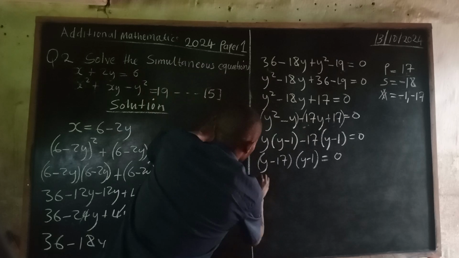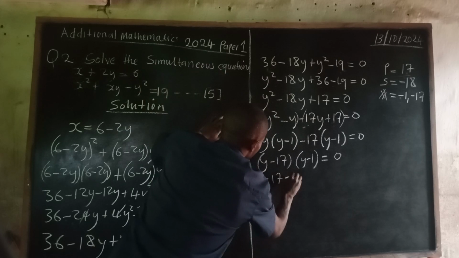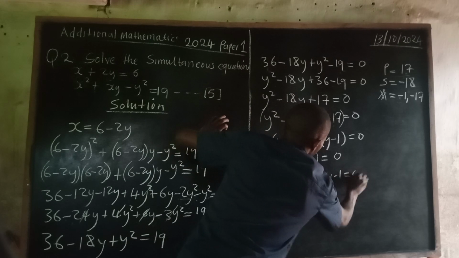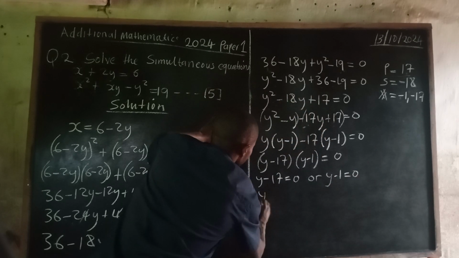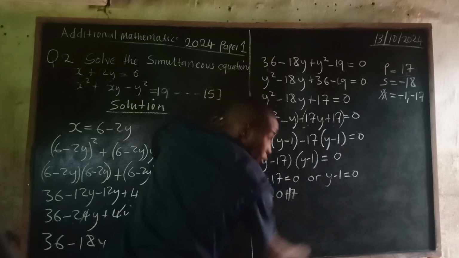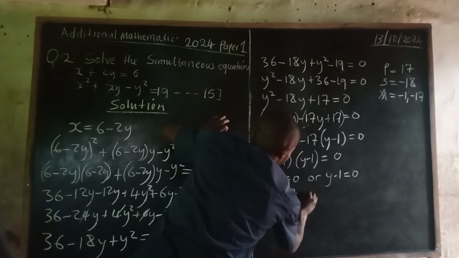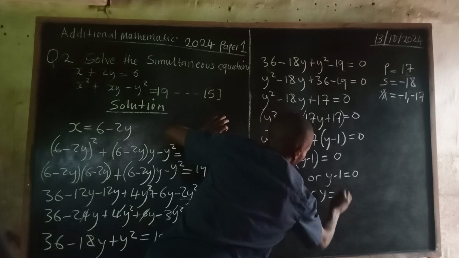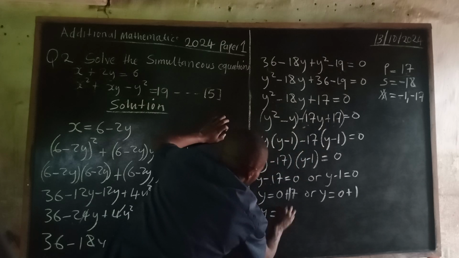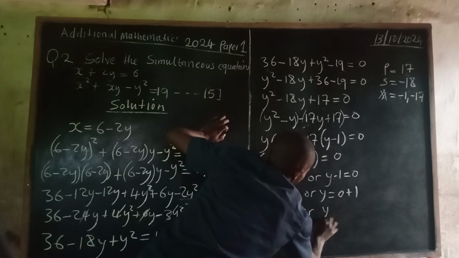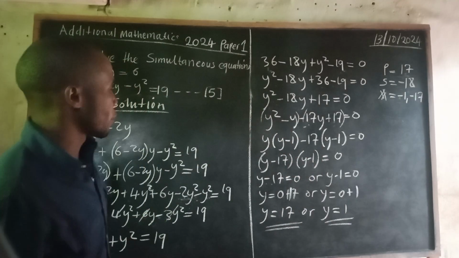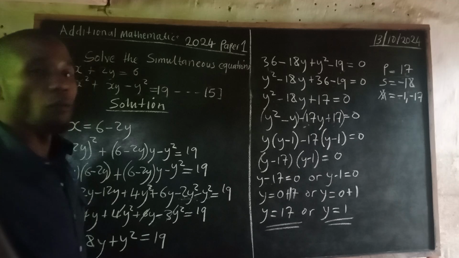Then from there, we are going to say y minus 17 equals 0, or y minus 1 equals 0. So y is equal to 0 plus 17, because when this one goes to that side, it will be positive 17. Or y equals 0 plus 1, since the 1 there will be plus now. So y is equal to 17, or y is equal to 1. Hence the answer. So it means now we have found y.